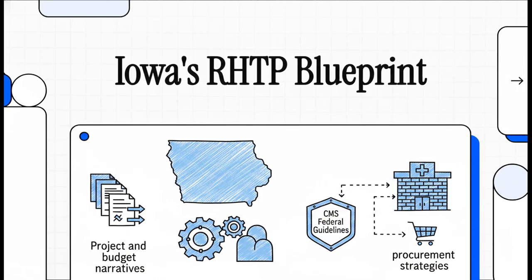Welcome to the Explainer. Today, we're diving straight into the next installment of our 50-state series on the CMS Rural Health Transformation Program. And this time, we're focusing on Iowa. We're going to bypass the broad federal overview and get right into the nuts and bolts of how Iowa differentiates its implementation. We'll be mapping their state-generated project and budget narratives right against the CMS post-award guidelines, specifically zooming in on that March 2026 post-award FAQ, so we can see exactly how they structure their localized procurement strategies.